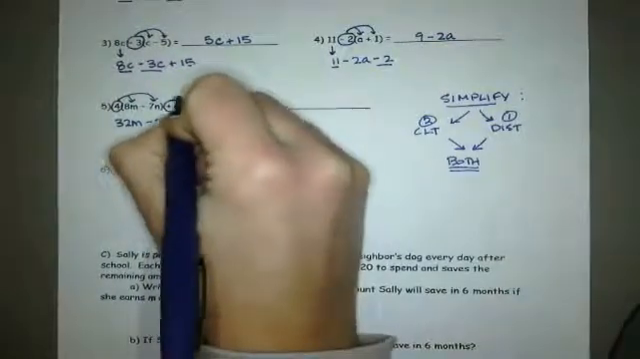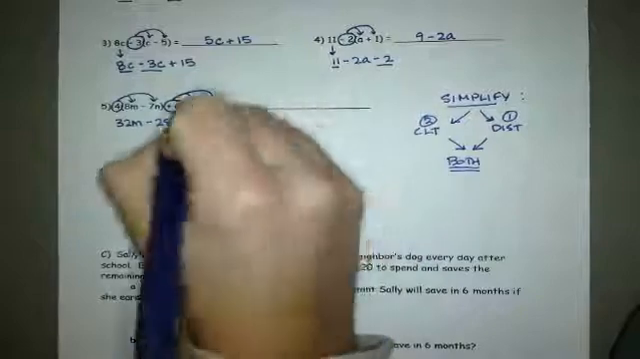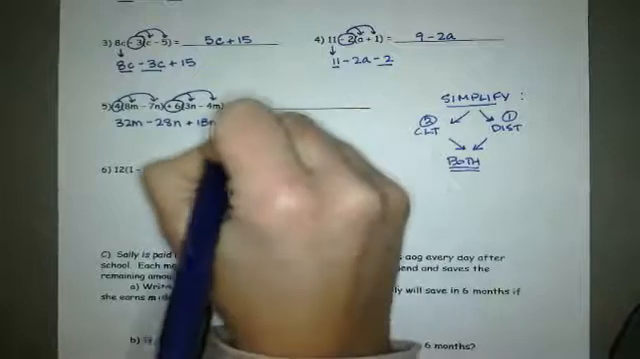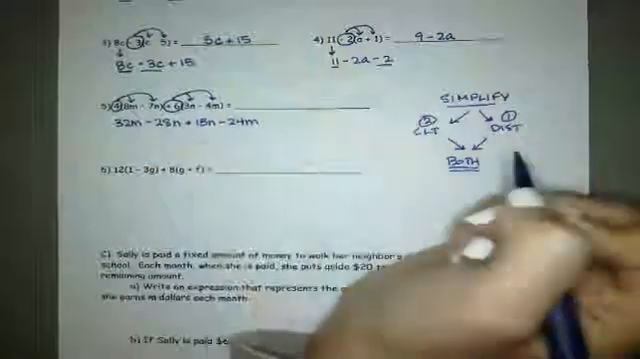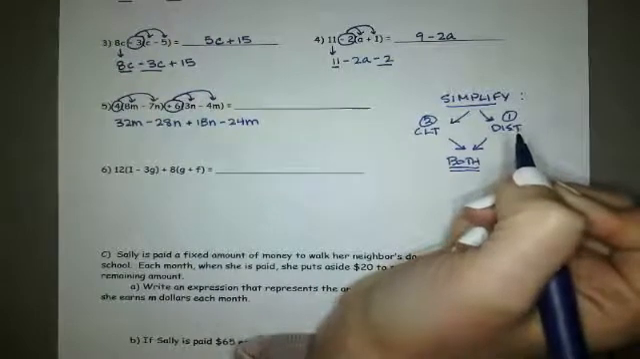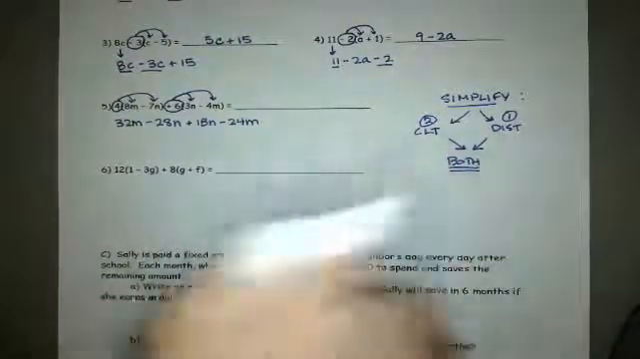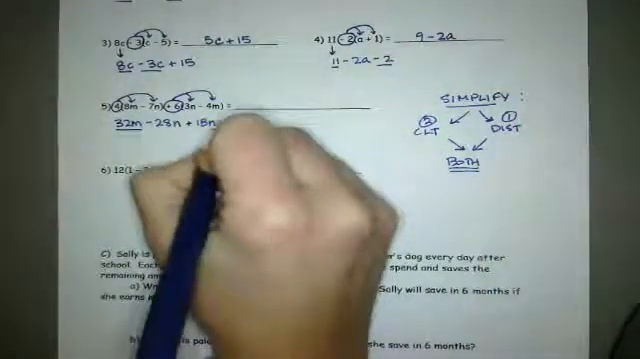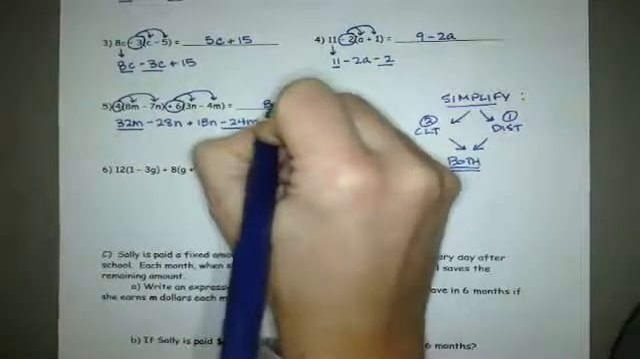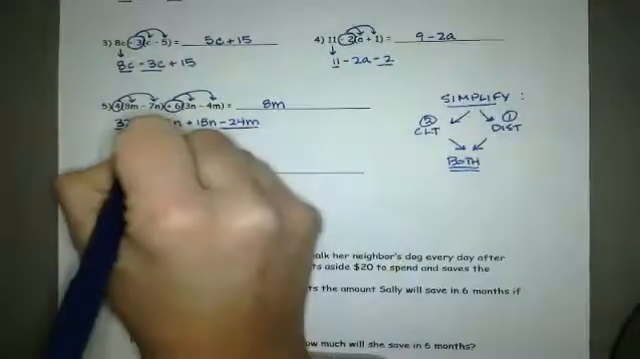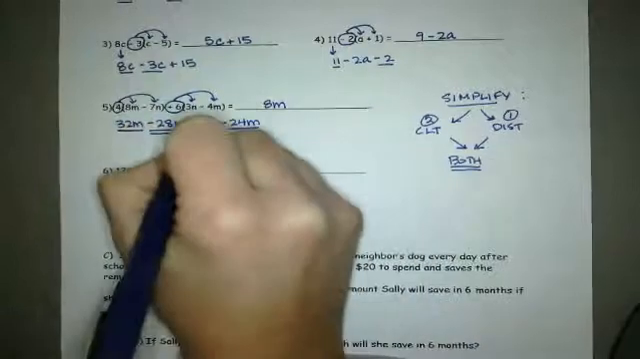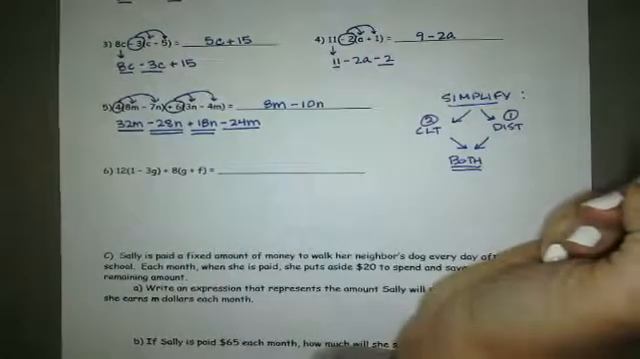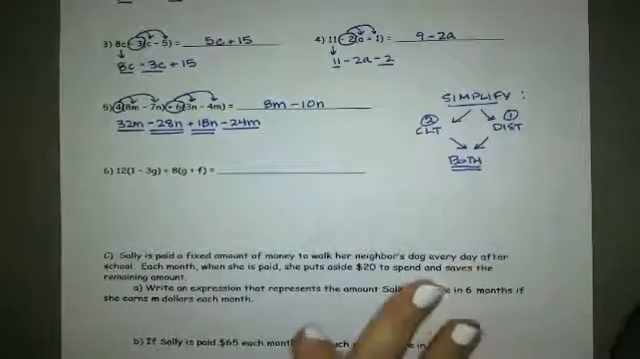Now we have to circle the 6 and distribute that. 6 times 3n is positive 18n. And 6 times negative 4 is negative 24m. Now all of our parentheses are gone, and now we combine like terms. But be careful, these are m's and n's, so it's a little bit tricky. So we're going to do 32m minus 24m, which gives us 8m. And then we have negative 28n plus 18n, which is negative 10n. Whoa, baby. A lot going on there.